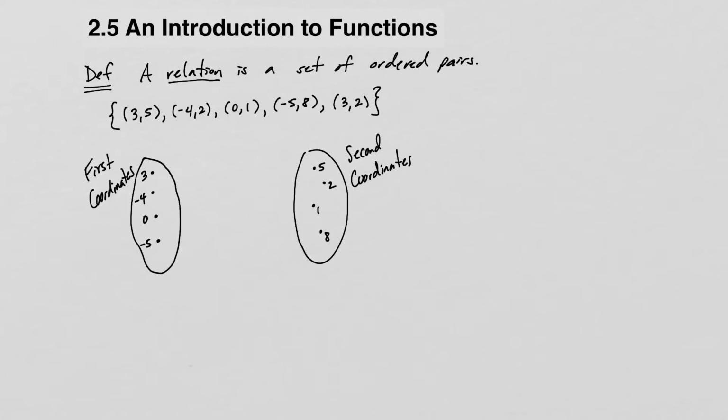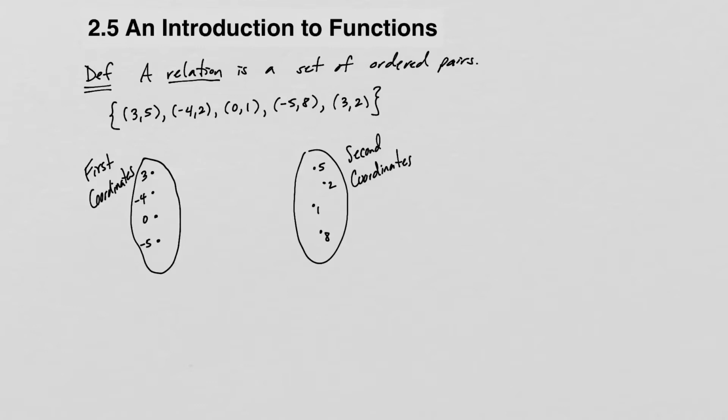In section 2.5, we introduce the concept of a function. So first we need to define what it means to be a relation. The definition of a relation is that it is simply a set of ordered pairs. So look at these ordered pairs we have here: (3, 5), (-4, 2), (0, 1), (-5, 8), and (3, 2).